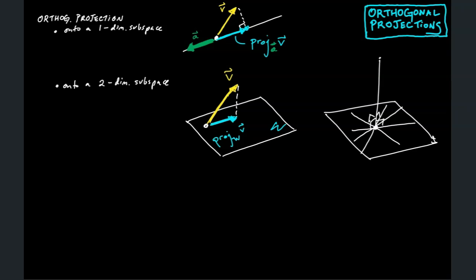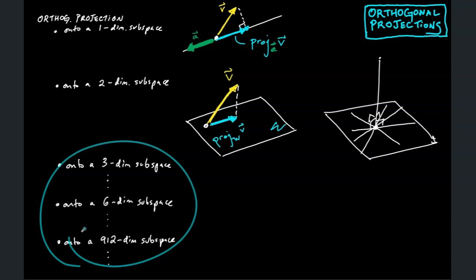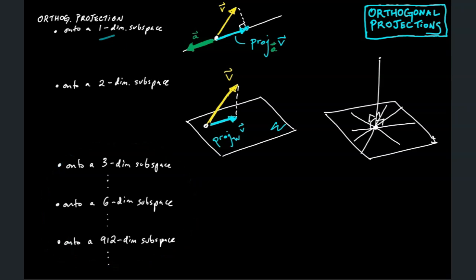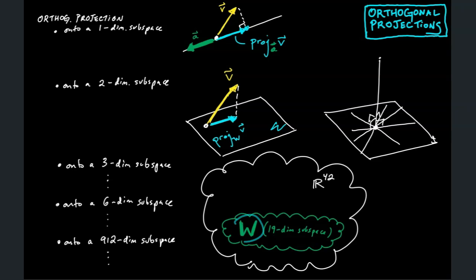But you might not immediately get the idea if we jump up another dimension and consider orthogonal projection onto a three-dimensional subspace, much less onto a six-dimensional subspace, or a 912-dimensional subspace, and so on and so forth. It's not so immediately clear what these things even mean. When we're dealing with a one- or two-dimensional subspace, our geometric intuition guides us very nicely. But if, say, we're working in R42, and in that 42-dimensional space we have some 19-dimensional subspace, W, well, that's a subspace, so it contains the origin, of course.